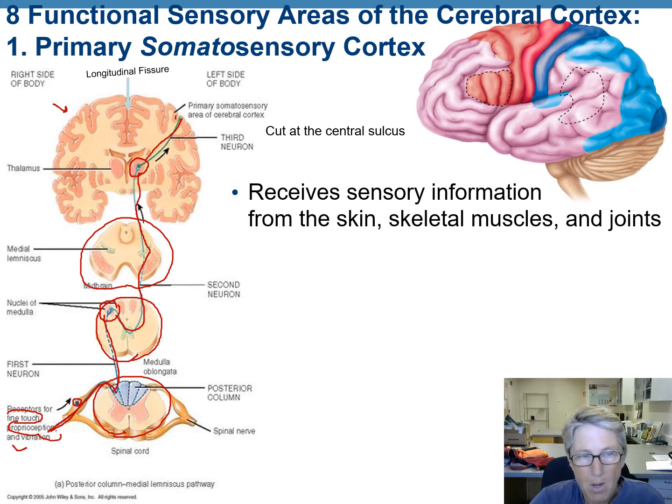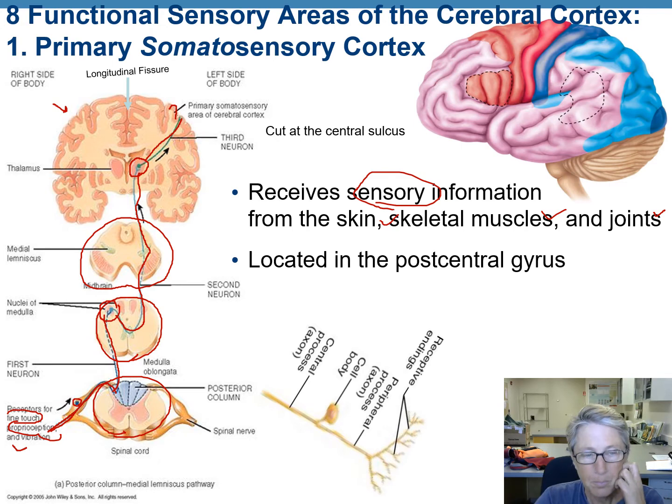This primary somatosensory area of the cerebral cortex gets sensory information from the skin, skeletal muscles, and joints. So this is part of the somatic nervous system. Anytime you see skin, skeletal muscle, and joints, you're dealing with the somatic nervous system. The primary somatosensory cortex is located in the postcentral gyrus. Remember, here's the central sulcus, this line, and this blue area is the postcentral gyrus, where the primary somatosensory cortex is located.